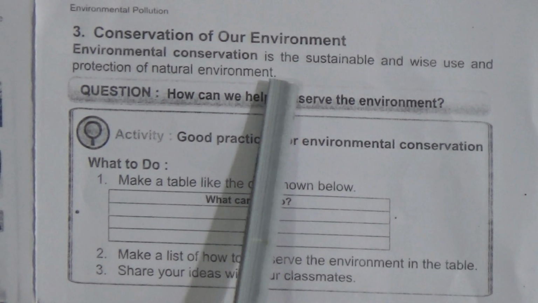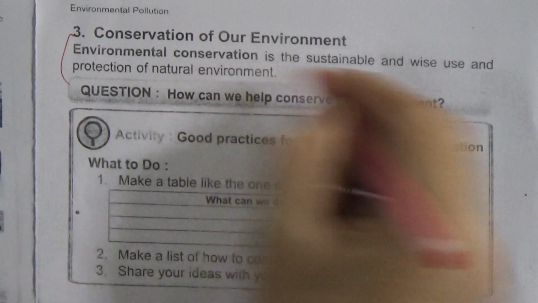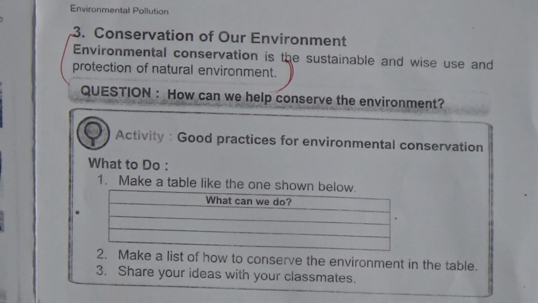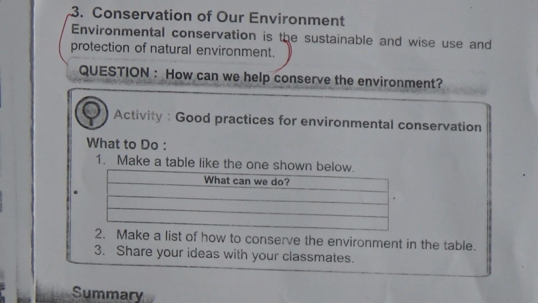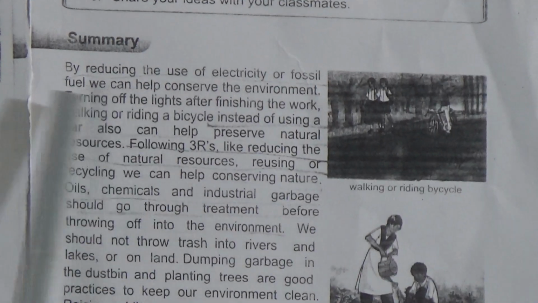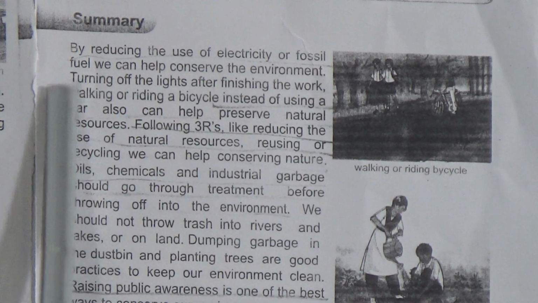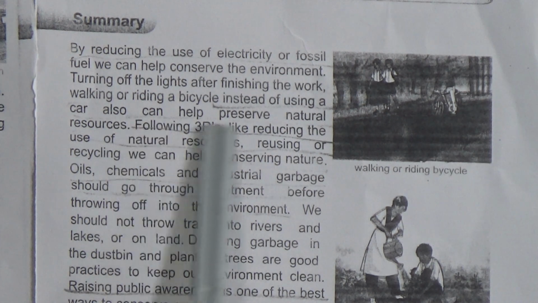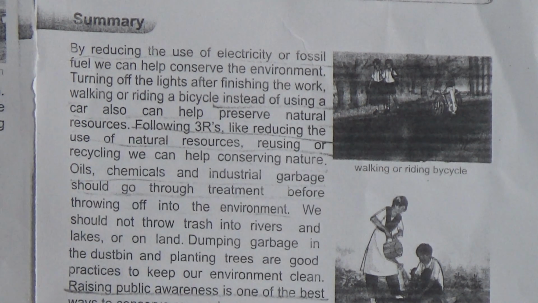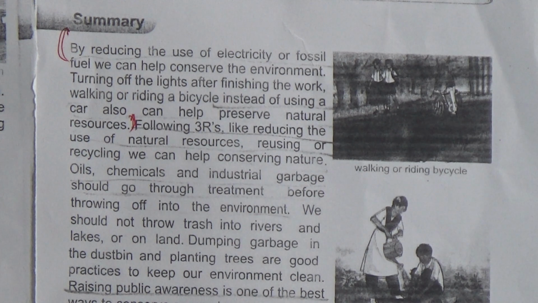Now go to next page, conservation of our environment. Environmental conservation is the sustainable and wise use and protection of natural environment. My dear students, underline this one. This is a short question answer. What is environmental conservation? Environmental conservation is the sustainable and wise use and protection of natural environment. Now we'll discuss how we can help conserve the environment. By reducing the use of electricity or fossil fuel, we can help to conserve the environment. Turning off the lights after finishing the work, walking or riding a bicycle instead of using a car can help preserve natural resources. So this is also an important question answer. How can we help conserve the environment?